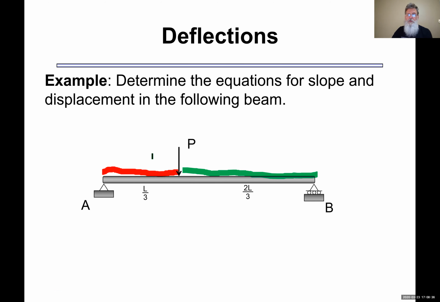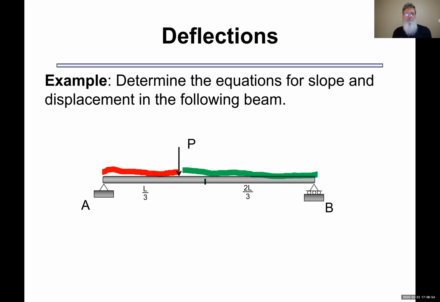So this one's a little trickier to do. You'll get 2 integration constants for this one and then 2 more for this one. You'll have to match them at the appropriate place. And this is a disadvantage of direct integration. It makes it a little more challenging to do.